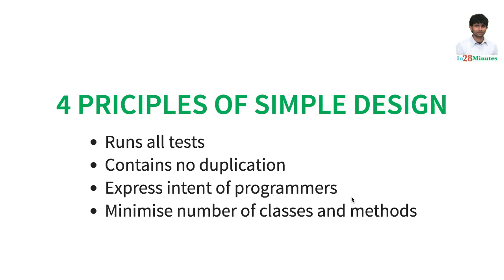The last principle of simple design is all about having as little code as possible. You need to have a minimum number of classes and methods, and these methods and classes should be very small. So small methods, small classes, and a minimum number of them is a very important part of having simple design. You should achieve your business functionality with as little code as possible.